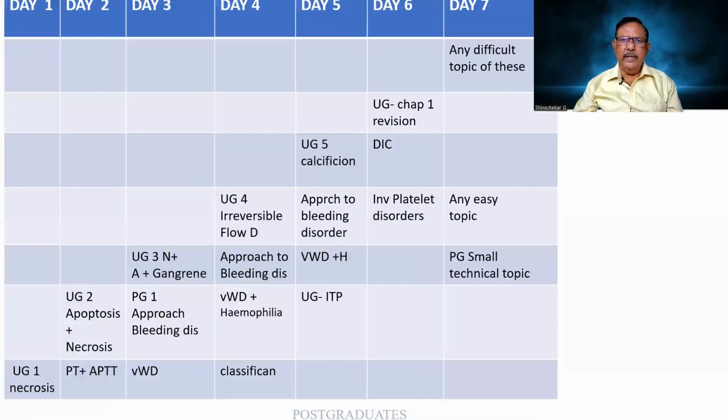Now, what else is there? Day 7. All these having been completed, day 7. I choose any topic which I feel is difficult for me. Obviously, all topics will not be easy. So I choose any one difficult topic. Also choose any easy topic. It is always a dictum that you study a difficult and an easy topic simultaneously. And also a PG small technical topic that is needed. Small technical topic, anything that we can think of. I shall be showing you that in the next slide.